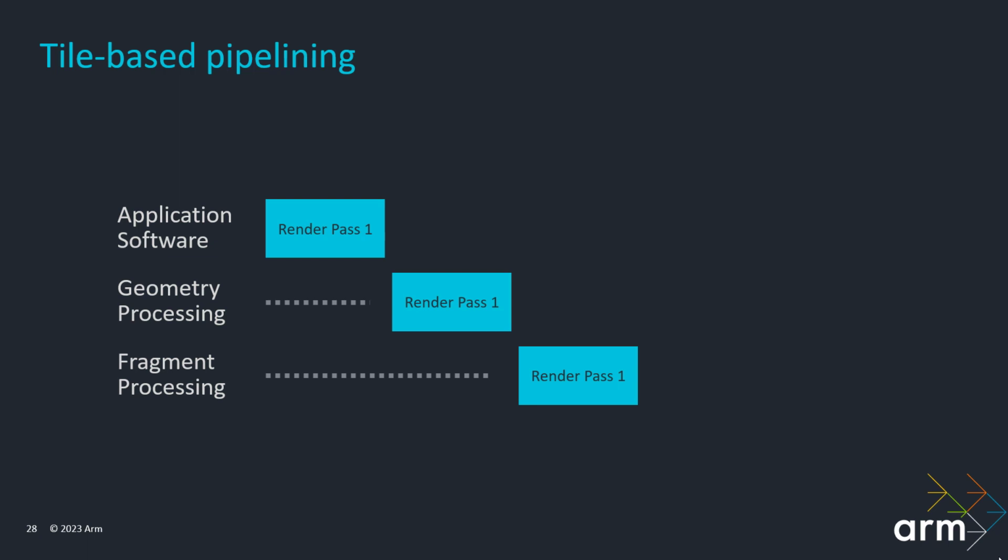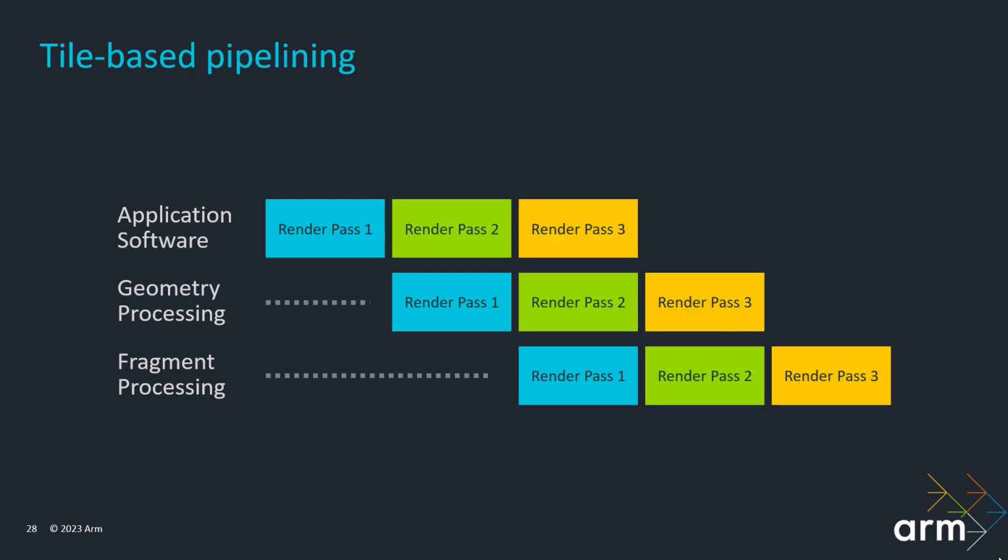And to keep the hardware busy and to keep the CPU busy, we want to pipeline these so that we keep all of those stages running. So while the fragment processing for an earlier pass is running, the geometry processing is running for the next pass, and the application software is busy building the render pass for the next pass.